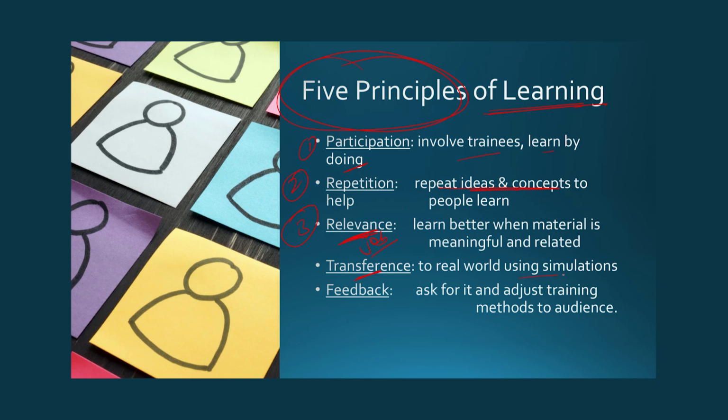Fourth is transference to the real world using simulations. So you have to teach them how to transfer the knowledge that they gain during the training program to real world problems, and this knowledge can be utilized to resolve the common issues at the functional level of the organization. And finally, we must have feedback: ask for it and adjust the training method to the audience. The audience will give feedback about the trainer, the training methodology, and the learning that they have acquired. So here: participation, repetition, relevance, transference, and feedback.